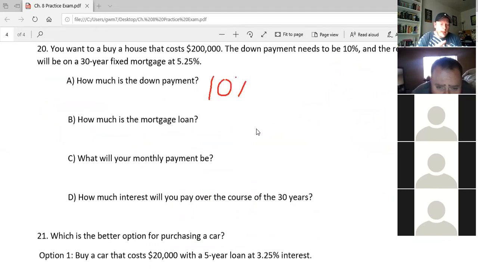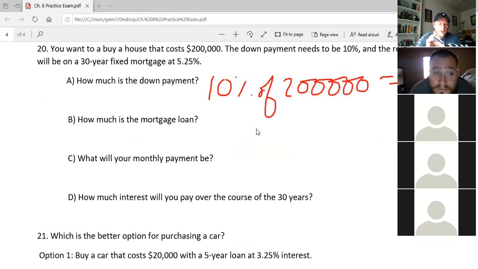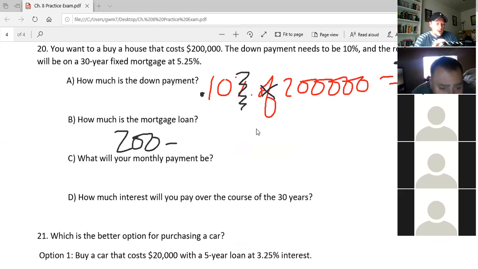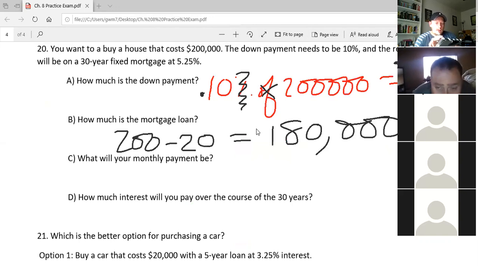So 10% of 200,000. 10% as a decimal is 0.10, and of means to multiply. When you do that, it is $20,000. So you have to pay $20,000 up front, and then your loan does not include that $20,000. It is the $200,000 minus the 20. So $180,000 for the loan.